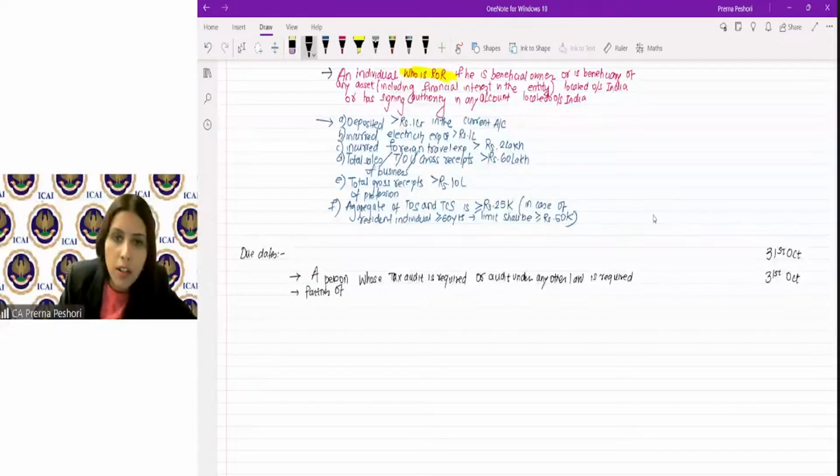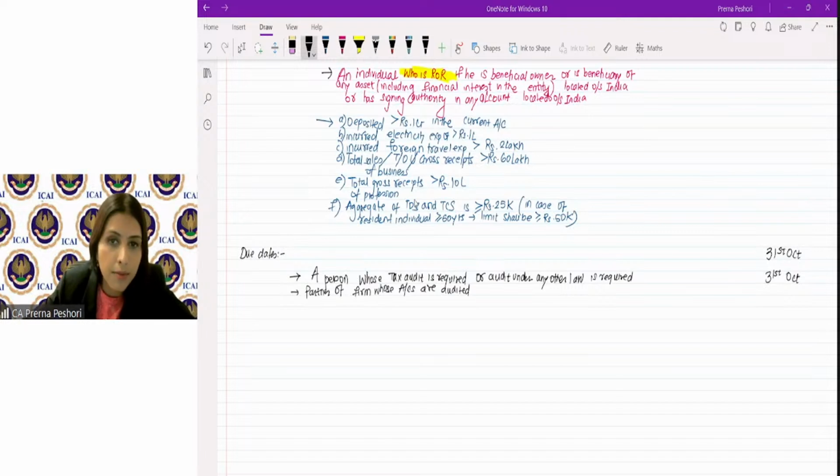Partner of a firm whose accounts are audited, either under the Income Tax Act or under any other law, for example, under the LLP Act. For them also, the due date is 31st October. Fine.